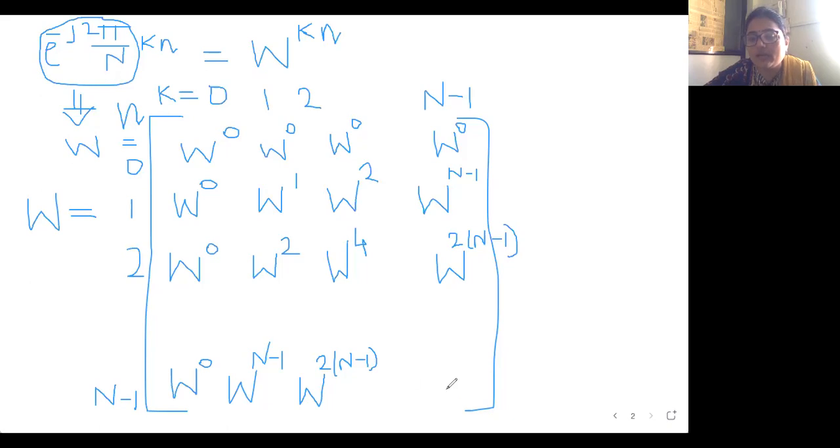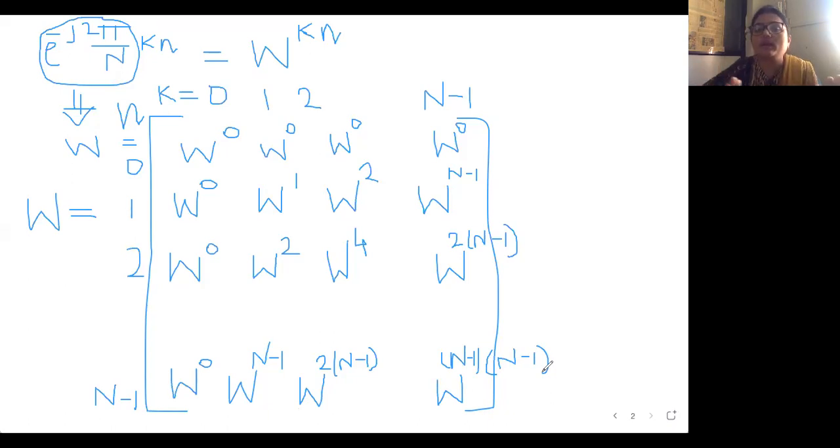So similarly, in the last column, the value of n is n minus 1. Value of k is n minus 1. So at this position, what will be the w raised to? W raised to n minus 1 multiplied by the next bracket, it is n minus 1. So n minus 1 multiplied by n minus 1. This value we will get at the last position of this matrix.